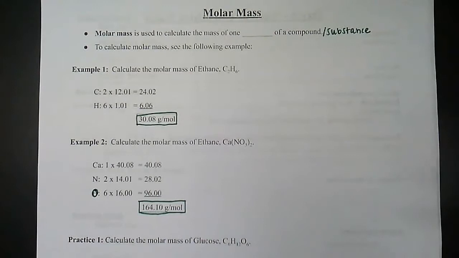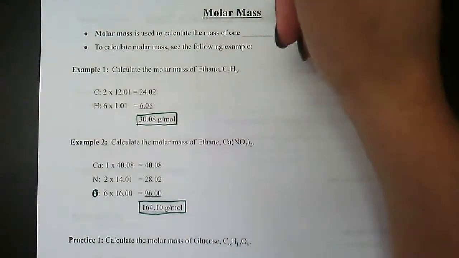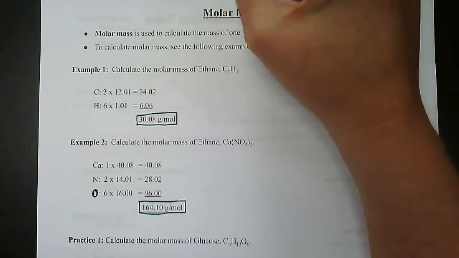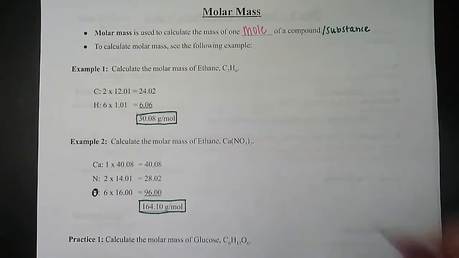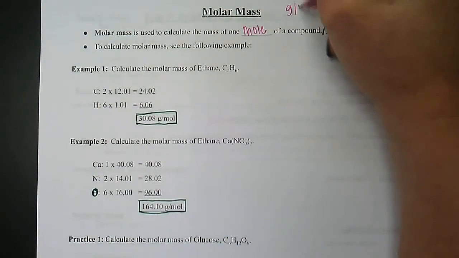Okay, so molar mass is used to calculate the mass of 1 mole of a compound or substance. Now, you're probably thinking, Miss Scoggin, what the actual heck is a mole? What that basically means is you can't see a mole, but you are able to calculate it, because our units for molar mass are grams per mole.